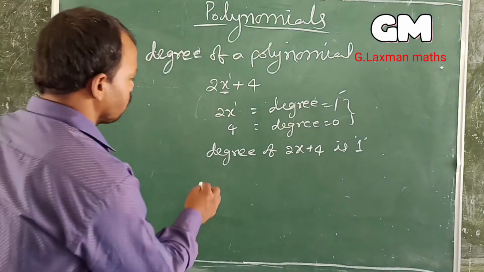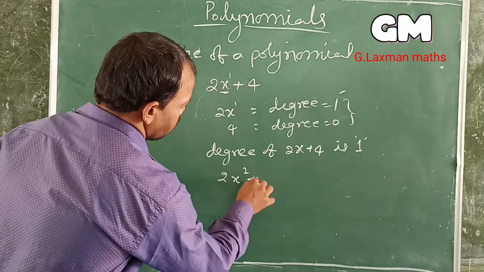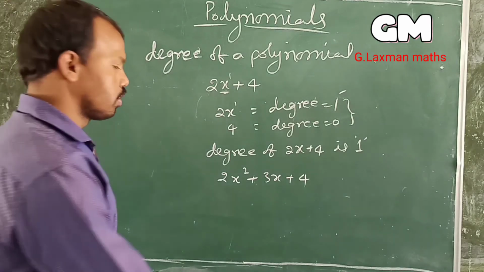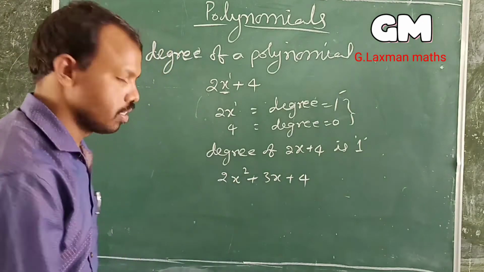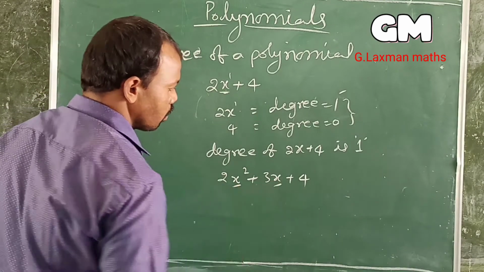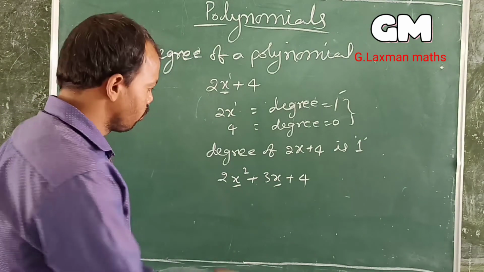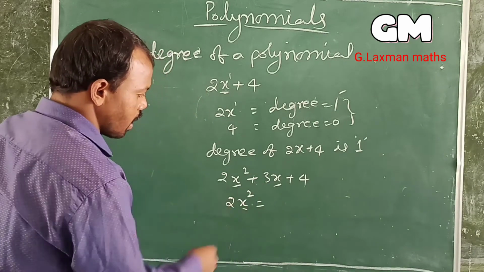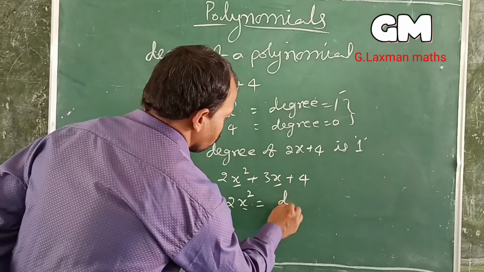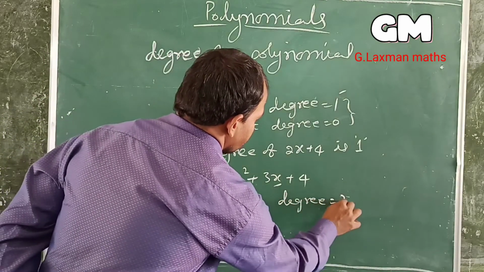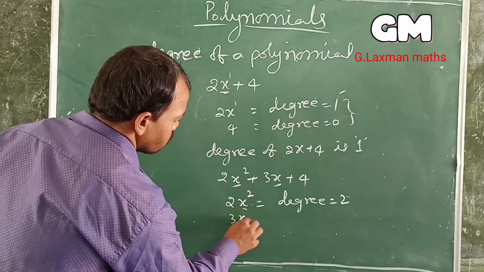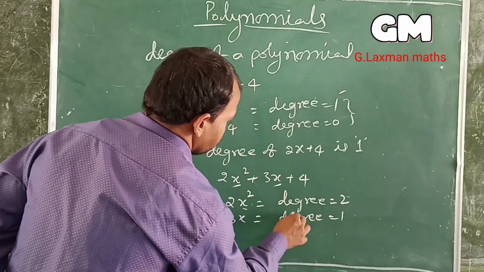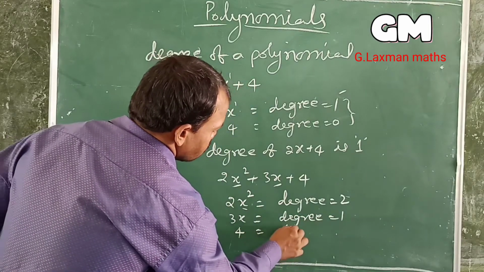One more example we'll take. 2x square plus 3x plus 4. It is also a polynomial. It contains 3 terms. Let us take the variable in that polynomial, 2x square. The variable is x, the power is 2, degree is 2. And in 3x, the degree is 1. In 4, degree is 0.